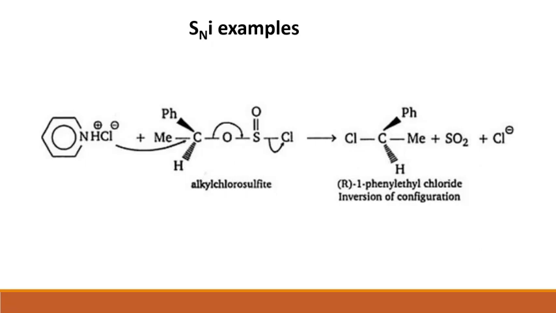The pyridine reacts with hydrochloric acid produced in the first step to form pyridinium hydrochloride, and the chloride ion, being an effective nucleophile, attacks the alkyl chlorosulfite from the backside via a normal SN2 reaction, as shown here. Thus we can say, in the presence of pyridine, the reaction follows the SN2 mechanism, while without pyridine, the reaction follows the SNi mechanism.